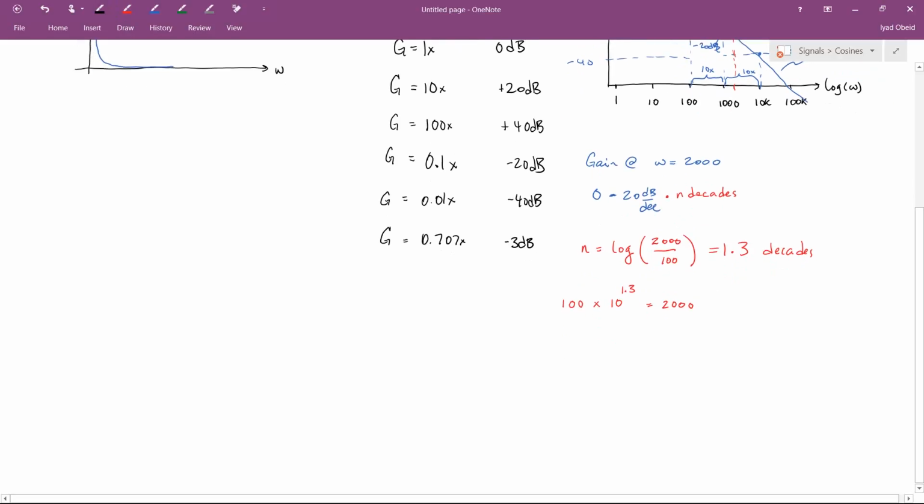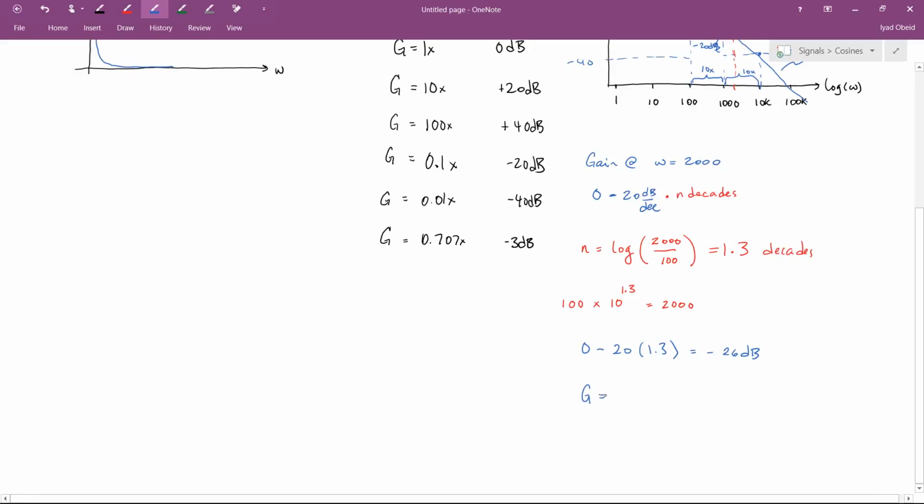So to go back to this, my gain at 2,000 should be my original 0 minus a slope of 20 dB per decade times 1.3 decades, and that's going to give me a gain of minus 26 dB. And if I want to know what a gain of negative 26 dB is, I can just work the gain equation backwards.